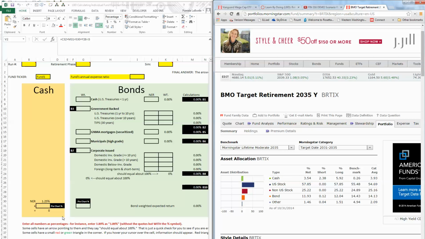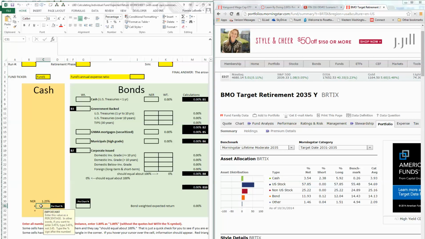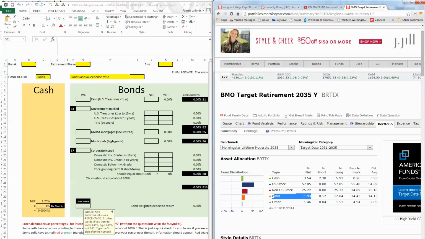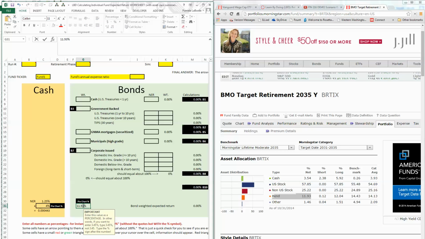I can see the breakdown in cash is 3.54%. Make sure there's a percent sign after you type in your number here. Otherwise it's not going to work properly. For bonds, over here I can see that it's 11.93%. That's the pie chart percent, even though this particular one isn't in the form of a pie chart. I've got my percent sign after that, so it's working right.